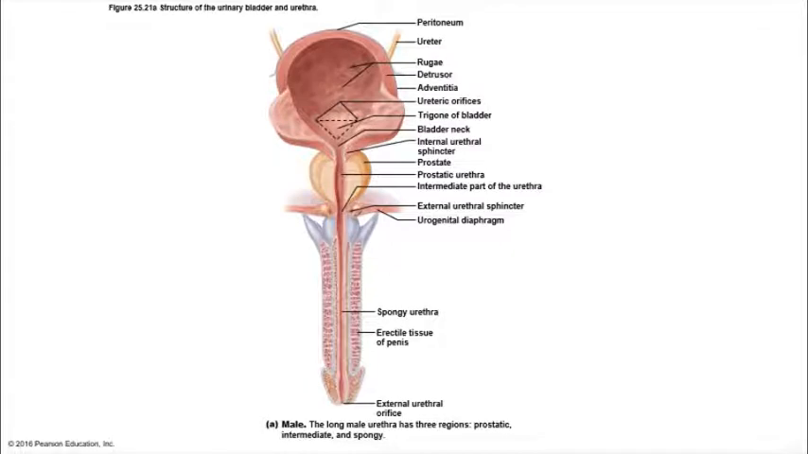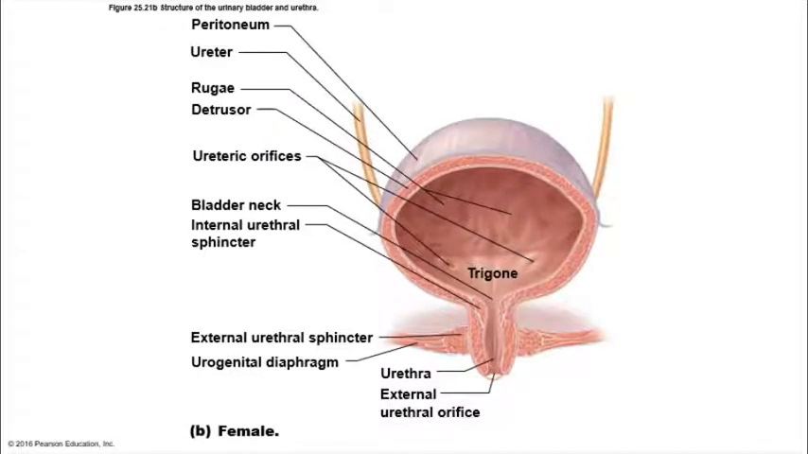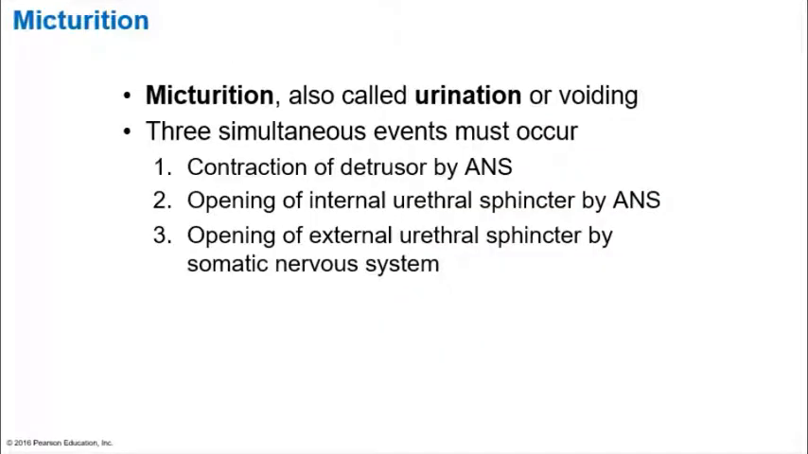And then the rest of the urethra is going through the penis. It's passing through what we call the spongy part of the penis. So we call this the spongy urethra, sometimes called the penile urethra, and it will end at that external urethral orifice. So those are the 3 parts of the urethra in the male.